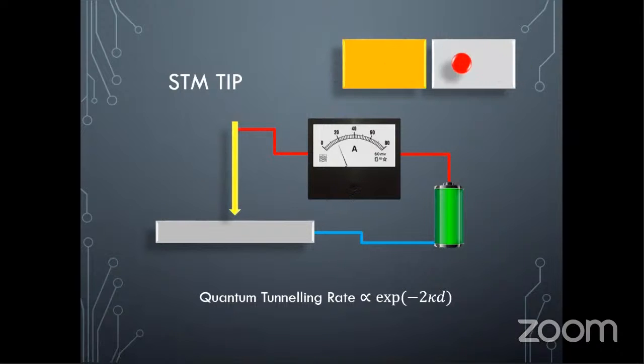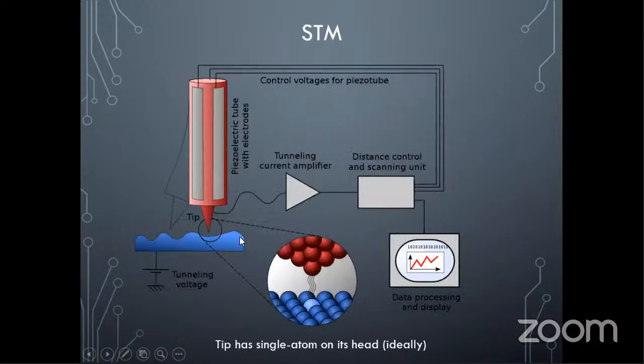Now, since this amount of current is proportional to the tunneling rate, which is proportional to the distance between the tip and the sample, one can use this amount of current, which is occurring because of the tunneling, as a measure to scan the surface of any sample.